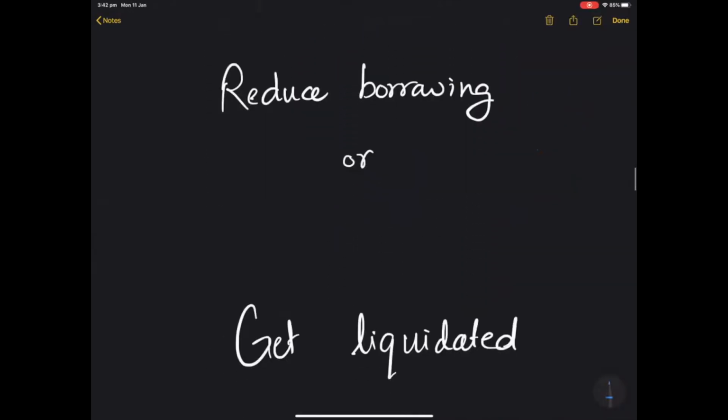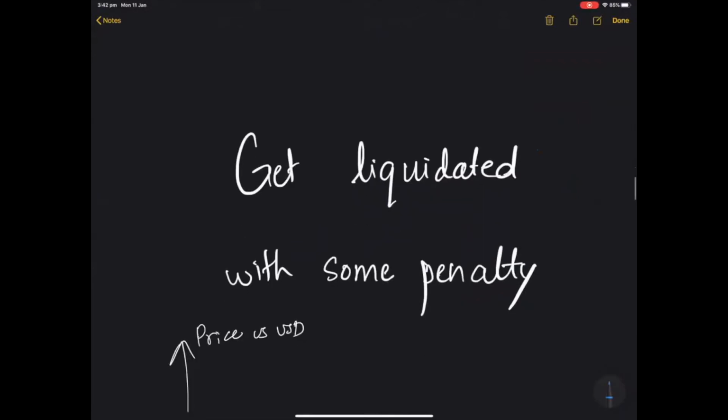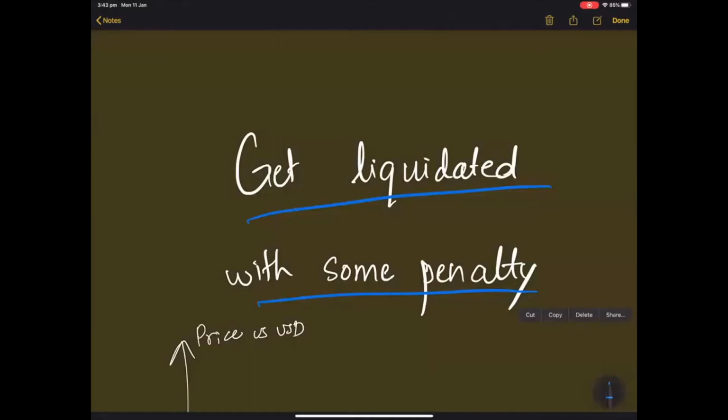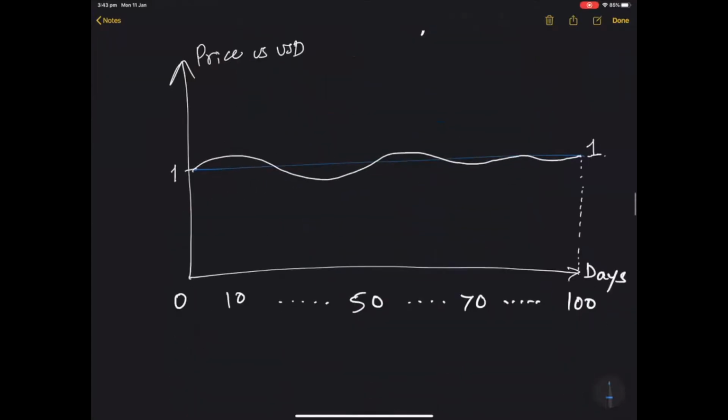The final option is, if you don't do either of them, and if your collateral value dips, then you will likely get liquidated by somebody else. And in order to incentivize the liquidation process, there are some penalties associated with it, which means that you'll lose some amount of money if your collateral value goes down and you don't either add more collateral or repay your debt.